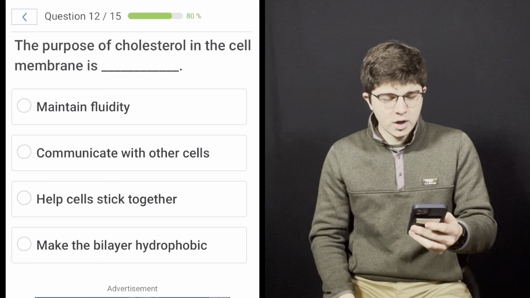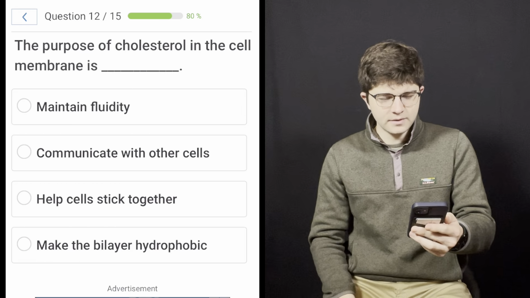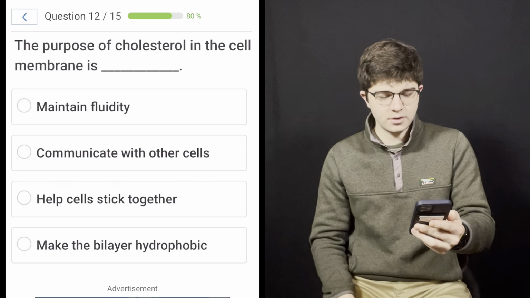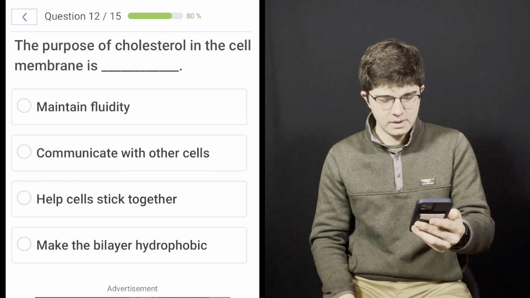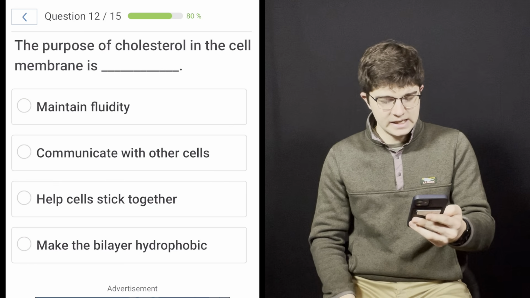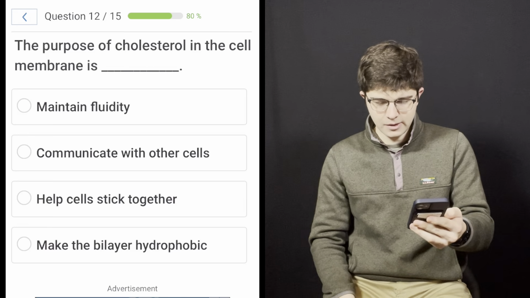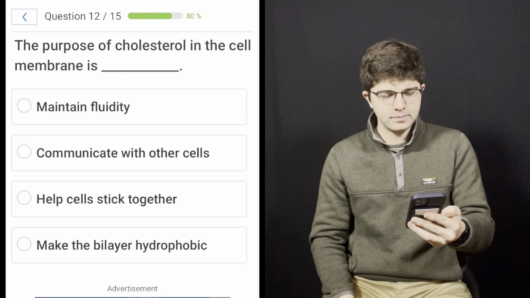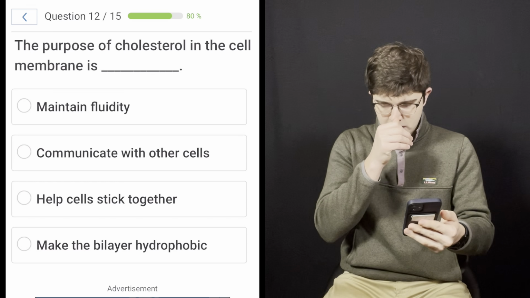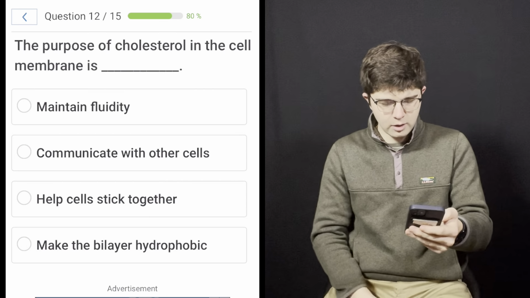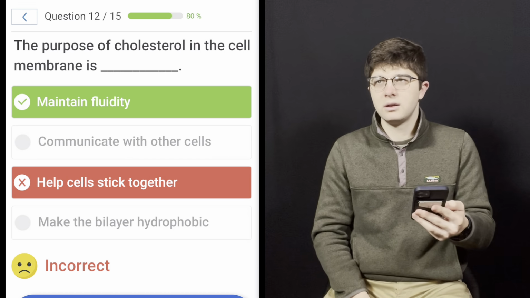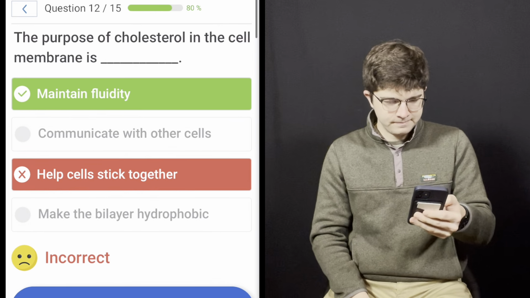So, question 12. The purpose of cholesterol in the cell membrane is to maintain fluidity, communicate with other cells, help cells stick together, or make the bilayer hydrophobic. So it's not D. Help cells stick together, maybe. Communicate with other cells, I don't believe so. And maintain fluidity. No. I'm going to go with help cells stick together. No, it is maintain fluidity.